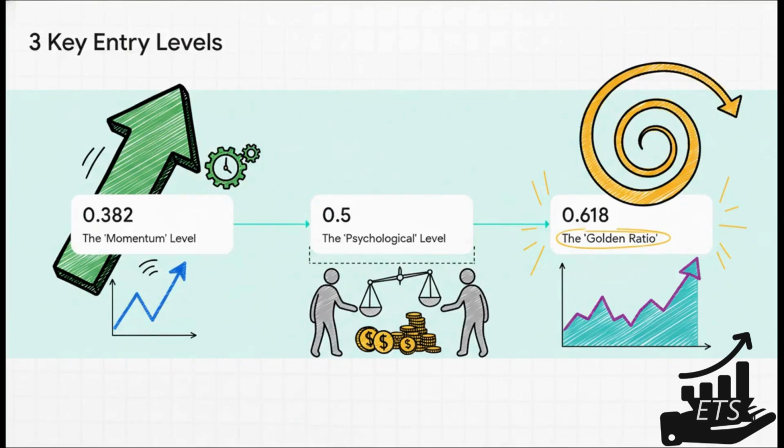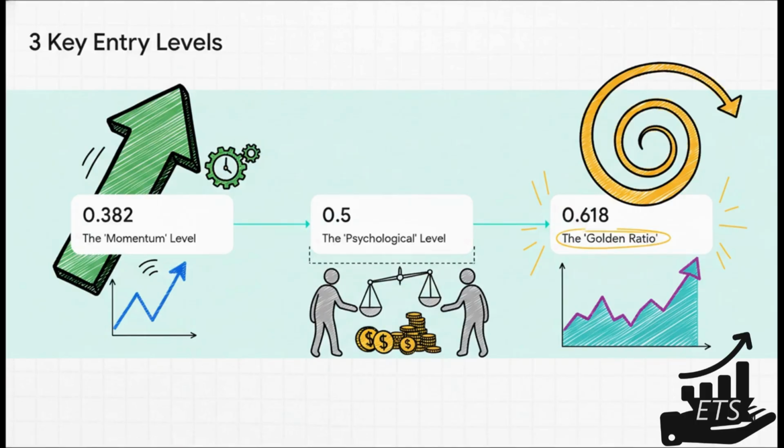All right, here are your 3 key entry levels. First, we've got the 0.382. Think of this as the momentum level. If a price pulls back just a little bit and bounces here, it suggests the trend is super strong, super aggressive. If you wait for a deeper pullback, you might just miss the whole move.